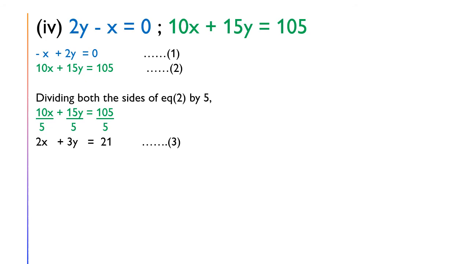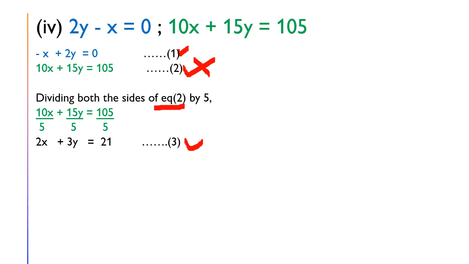Okay, so now we have here three equations, 1, 2 and 3. But this third equation we have got by dividing the second equation. So we have already used this, so we are not going to use this further. Now we are going to use equation first and third.